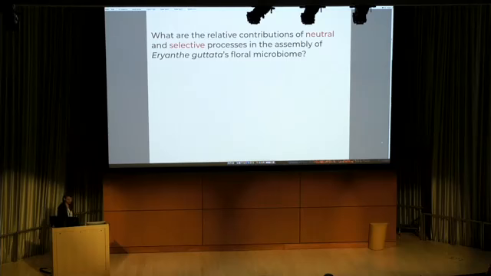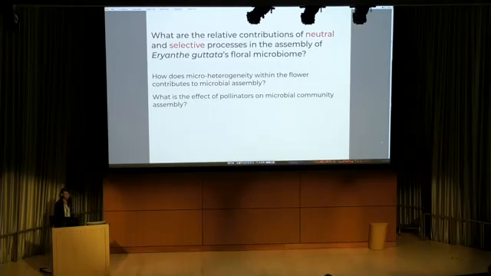And so what I want to ask here is, what are the relative contributions of neutral and selective processes in the assembly of Erianthe guttata, that's the new name of Mimulus, floral microbiome? And how does the microheterogeneity within the flower contribute to microbial assembly? And what is the effect of pollinators on microbial community assembly?